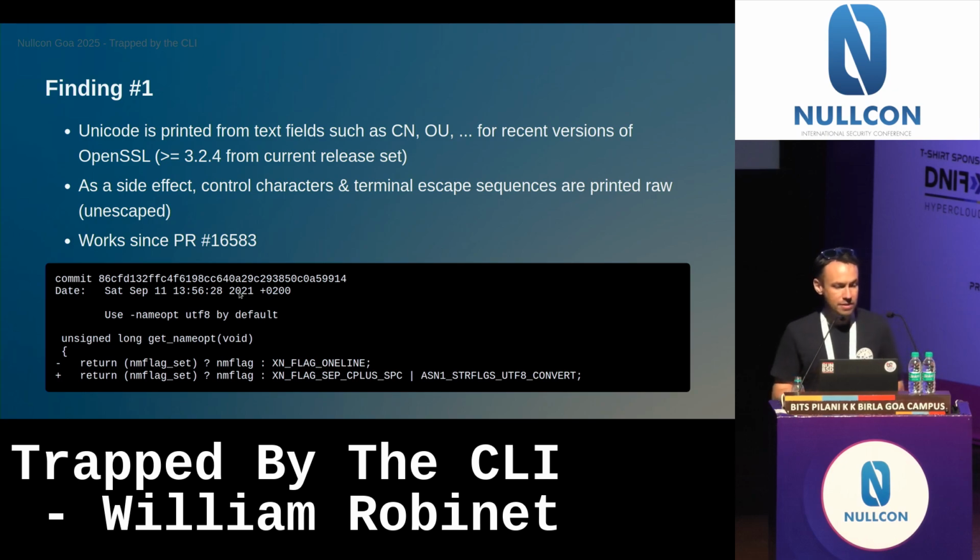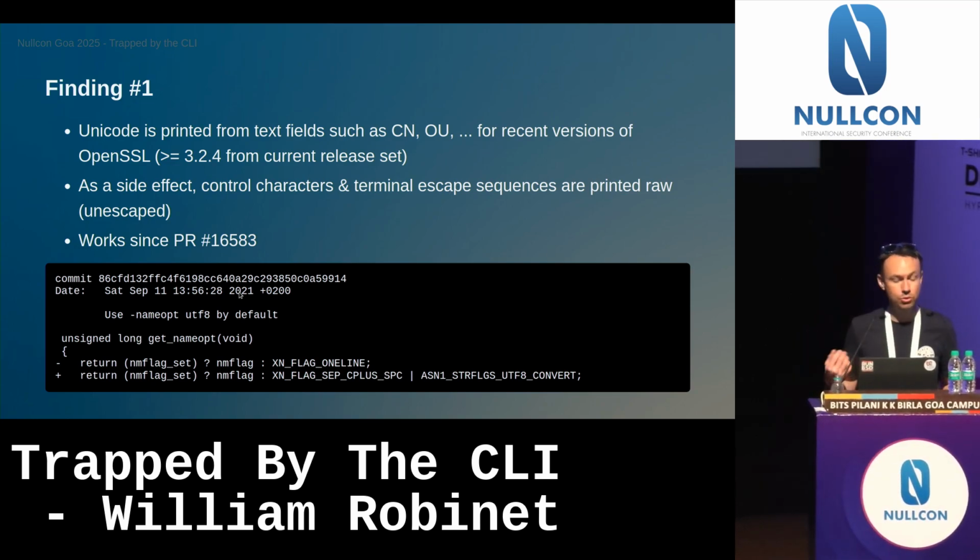So, first finding. While playing with all this, I found that in 2021, someone introduced a way to interpret UTF-8 in the certificate distinguished name, which is the place where you will find the common name, the organization name, the organization unit, and so on. So basically all text. If you look at the version of OpenSSL, it's active since version 3.2.4. And interestingly, as a side effect, you also get interpretation of control characters.